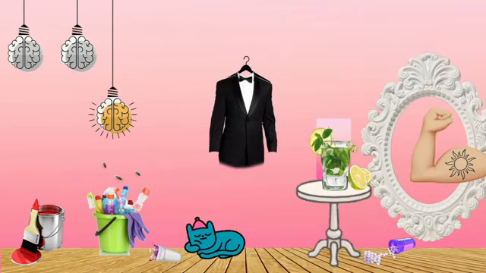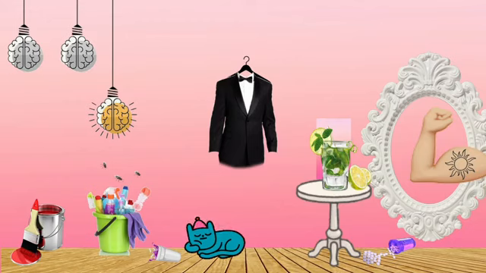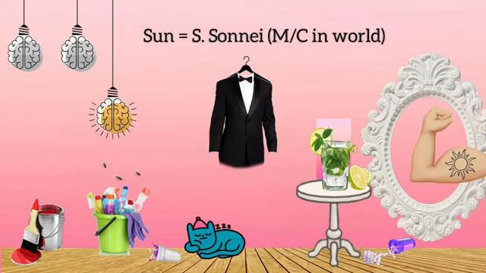In front of the mirror, you can see the man is flexing his arm. The flexed arm represents the species Shigella flexneri, which is the most common cause of bacillary dysentery in India. And also on the arm, you can see the tattoo of a sun. So the sun represents the species Shigella sonnei, which is the most common cause of bacillary dysentery in the world.